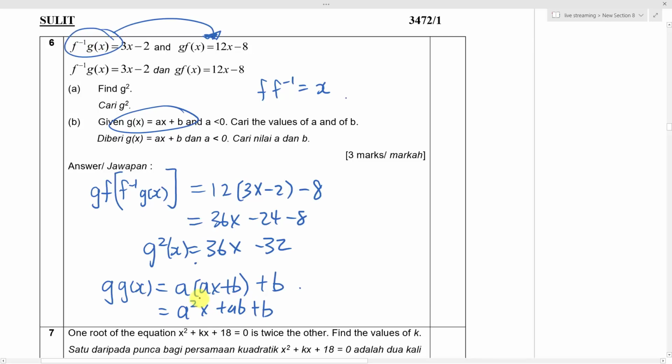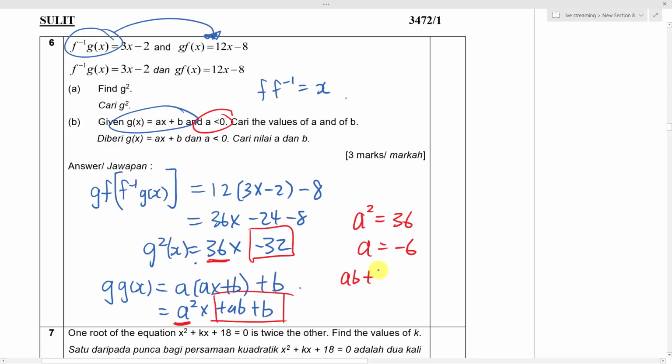When I do the comparing, I would say the term beside the x is 36 equals a square. So a square will equal 36, because a must be less than 0, right? So a will just equal negative 6. Alright, and then I will take the number which is without x. This is without x, isn't it?